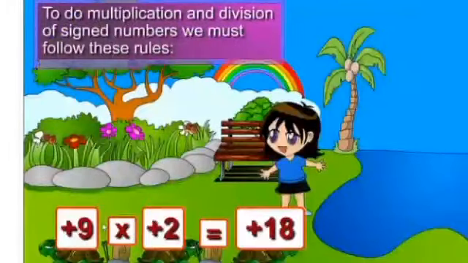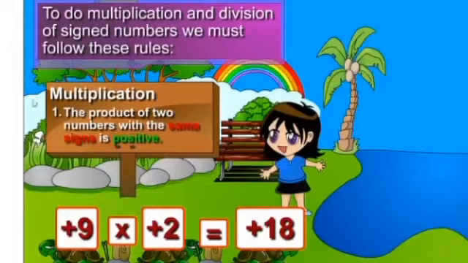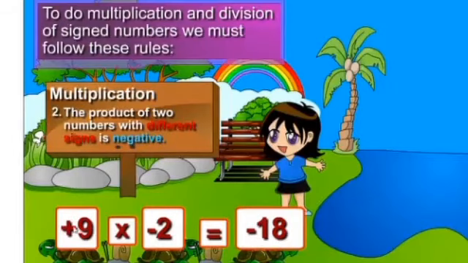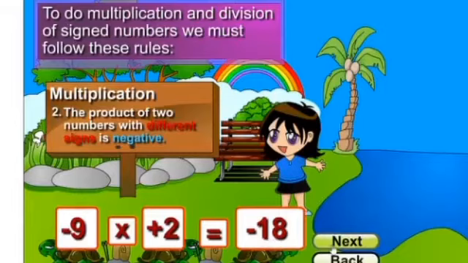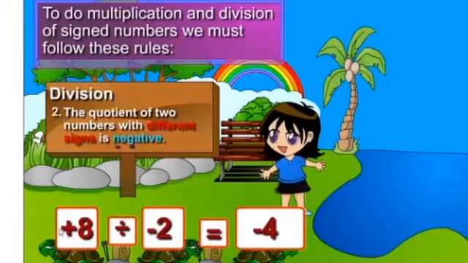To do multiplication and division of signed numbers, we must follow these rules. In multiplication, number 1, the product of two numbers with the same sign is positive. Multiplication, number 2, the product of two numbers with different signs is negative. In division, number 1 rule, the quotient of two numbers with the same sign is positive. Number 2 rule, the quotient of two numbers with different signs is negative.